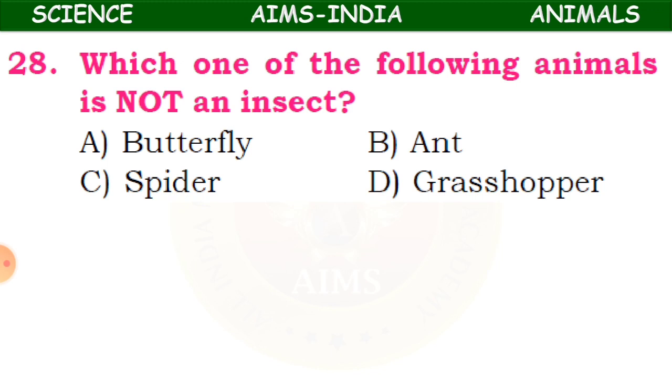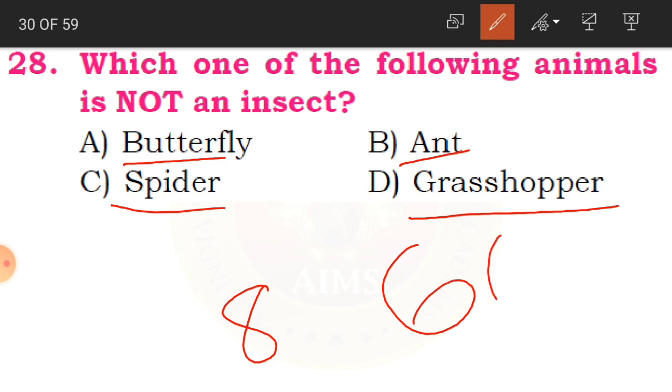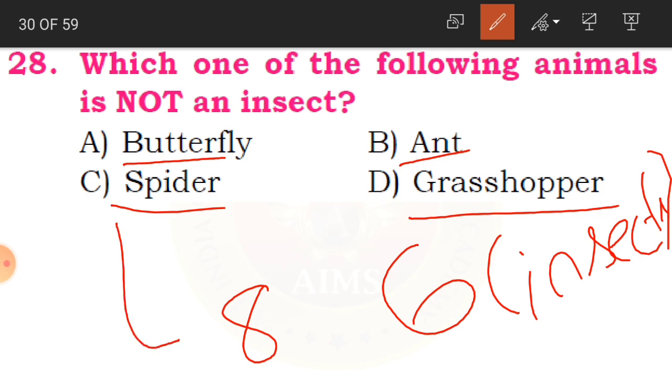Which one of the following animals is not an insect? See, children, observe very carefully. The options are butterfly, ant, grasshopper and spider. Mostly all four look the same. But for an insect, you have one quality. What is that? Every insect has got six legs. But from these four animals, only one particular animal has got eight legs, and the other three have got six legs. What have got six legs are called insects. So we have to identify which has got eight legs, that is the spider. So that is why this is not an insect.